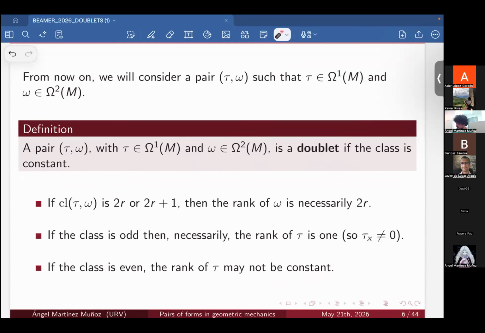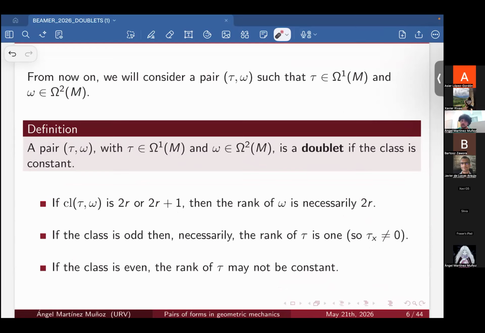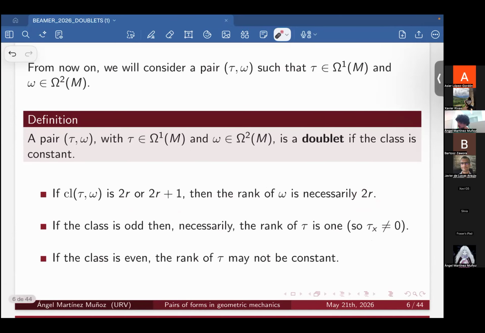So yeah, we will restrict ourselves to this case. And when you restrict yourself to that case, you have different results, right? How is the class related to the ranks of the 2-form and the 1-form? Well, if the class is 2r or 2r plus 1, then the rank of omega is necessarily constant, and it's 2r. So if you have one of these doublets, the class is constant, then the rank of the 2-form is constant, always. If you have an odd class, then necessarily the rank of the 1-form is 1. So you have a non-vanishing 1-form if you consider a doublet of odd class.